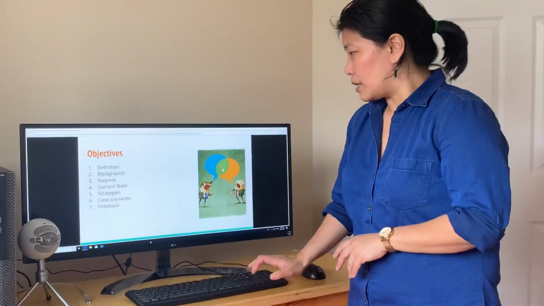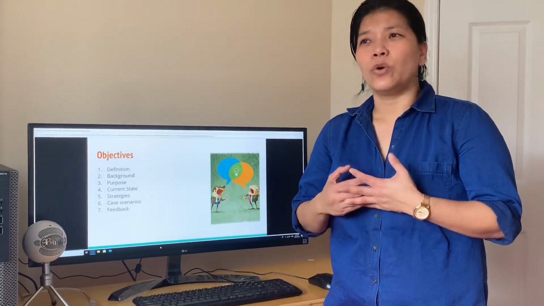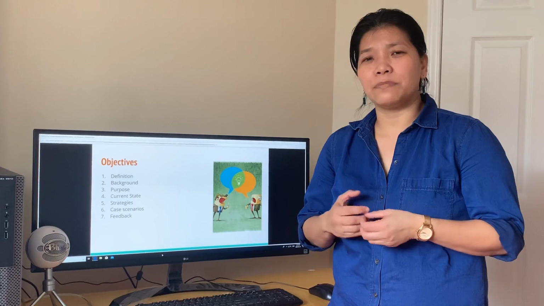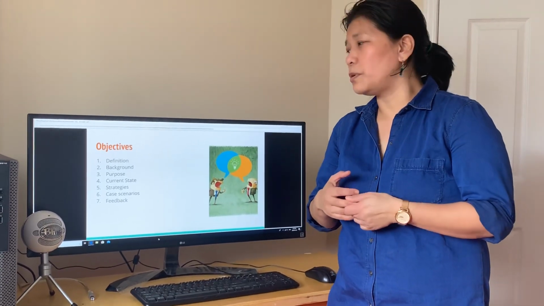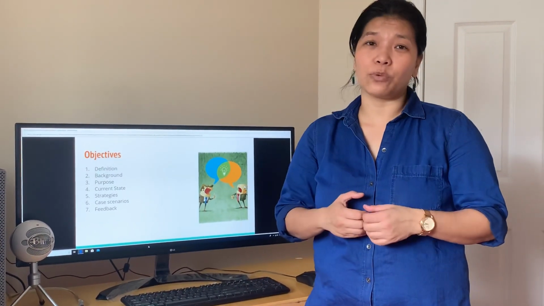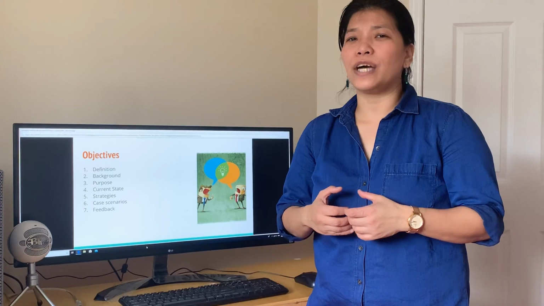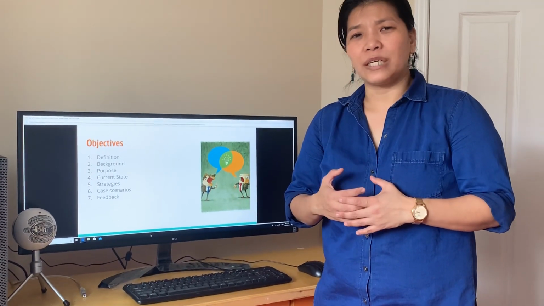And this is as a part of our best practice guidelines that we would like to be implemented on our unit. So some of the objectives of this presentation is to try and understand what workplace bullying and harassment is defined as. What's the background? Why do we want to do it? What's the purpose of this best practice guidelines? What's the current state that we have on our unit? And what are some of the strategies that we are trying to look at for this best practice guidelines?